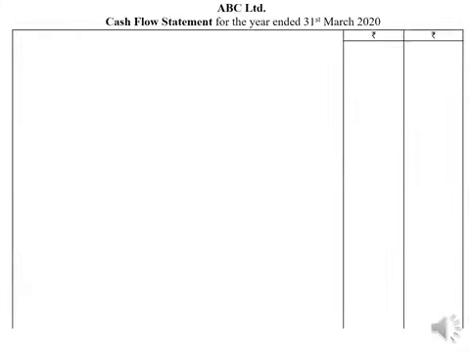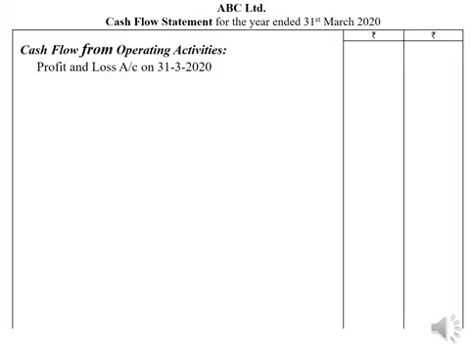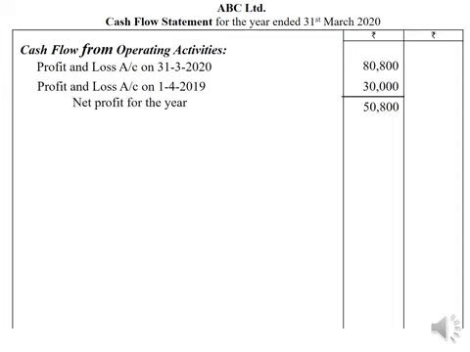Now move on to prepare the cash flow statement. As usual, take cash flow from operating activities as the first step. Then compare profit and loss account opening and closing balances, 80,800 and opening balance 30,000. So we can observe that the profits have increased during the year by rupees 50,800. Take it as net profit for the year.